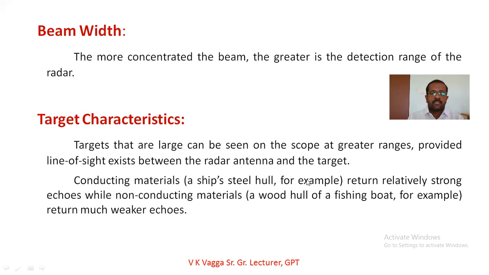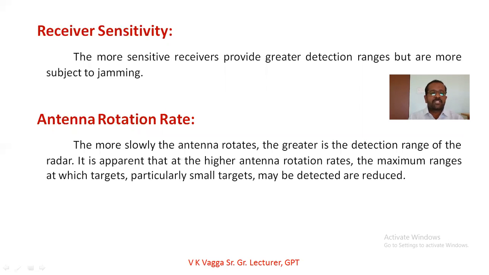Understood? This is about target characteristics. And if you take the receiver sensitivity, more sensitive receivers provide a greater detection range, but they are also more subject to jamming. If the receiving capacity is more, it can grab the signal effectively, and it can grab more than one signal also. At that time, it can be subject to jamming also.